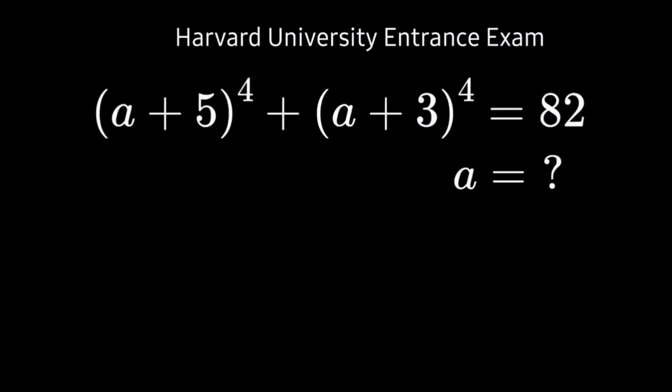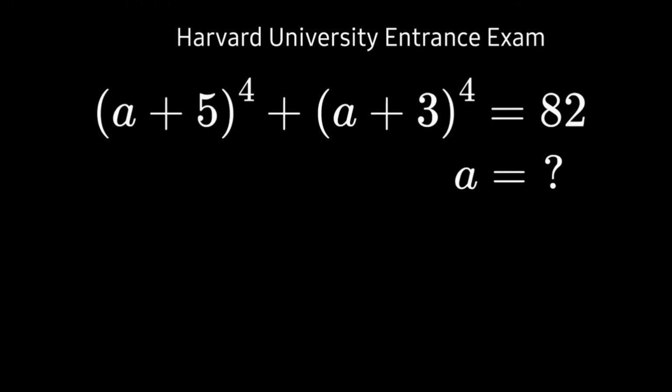Hello guys, in this video we are going to solve this simple question: (a + 5)^4 + (a + 3)^4 = 82. Here we have to find the value of a. So let's go straight to the point.